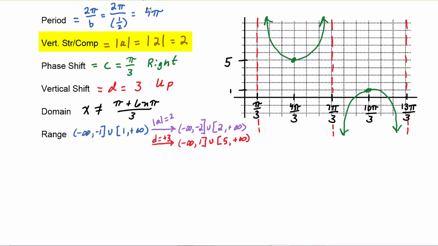The vertical stretch or compression should be a factor of 2. So here's how you can find that on this graph. We know that the vertical center of the graph is going to be halfway between 1 and 5, which would be 3. Then from 3 up to 5 is a distance of 2. From 3 down to 1 is a distance of 2. That's how you can verify your vertical stretch.